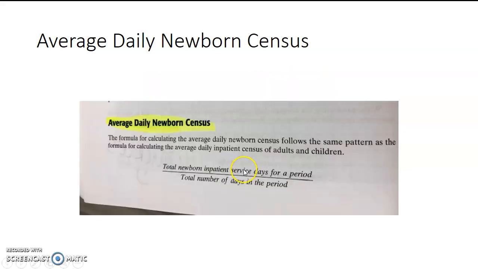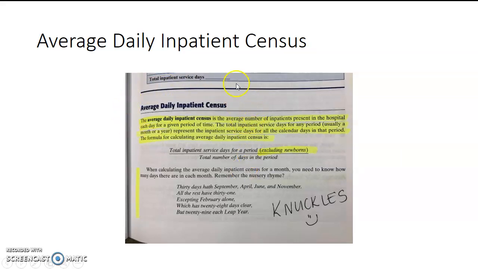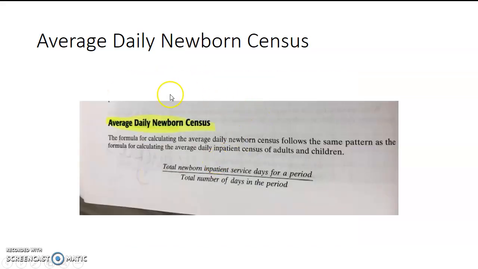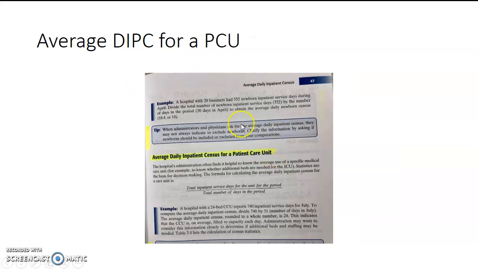Middle of page 47 gets into average daily inpatient census for a patient care unit. So in addition to the total adults and children and the newborns, you can also calculate for a patient care unit. And so it would be specific, and you would be given that information, and you would be asked to calculate it. So it's inpatient service days for the unit, for the period, over total number of days in the period. So very similar.